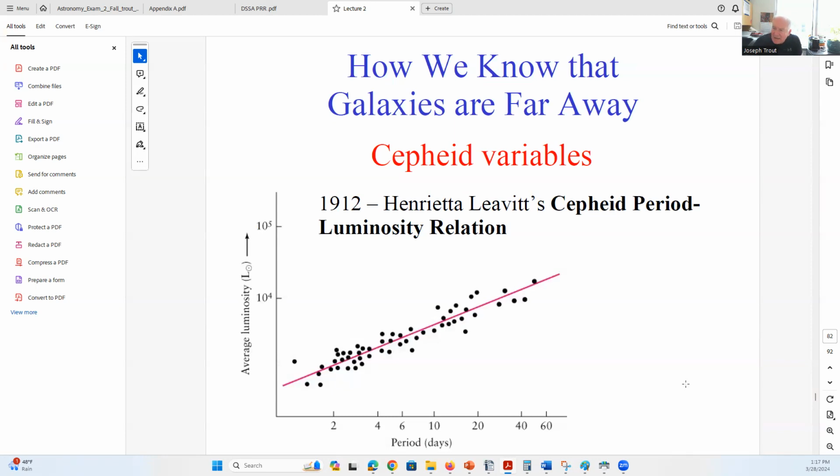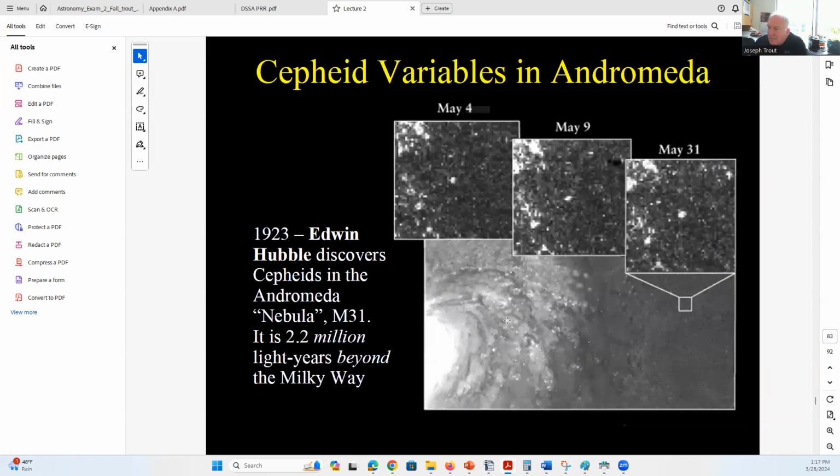And we said now we can see how far away a galaxy is by looking at its Cepheid variables. So what we'll do is look at the luminosity and look at the period. And from there, we can figure out how far away these galaxies are. Edwin Hubble discovered the Cepheids in the Andromeda nebula, M31, and it's about 2.2 million light years beyond our Milky Way.